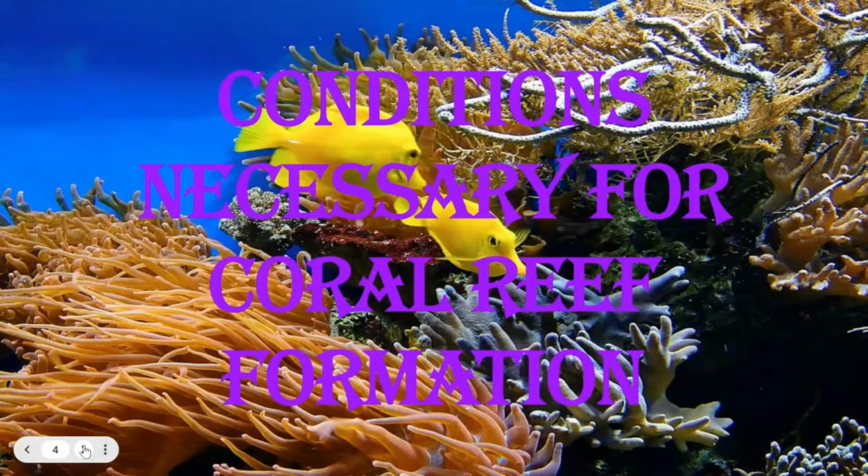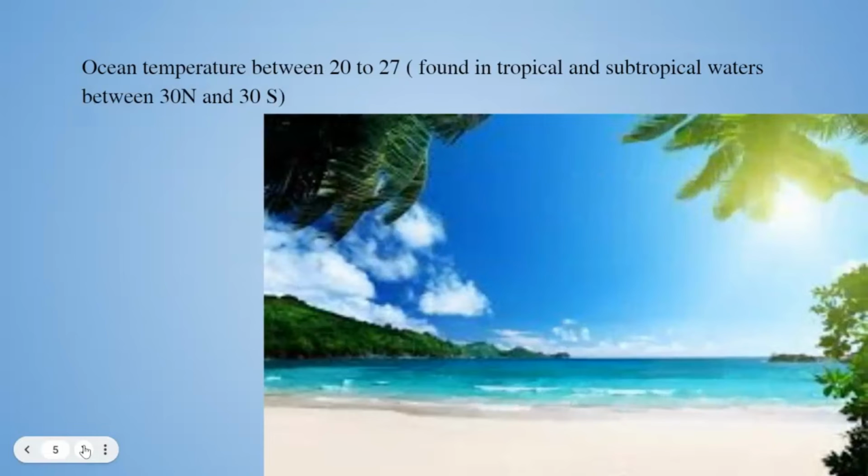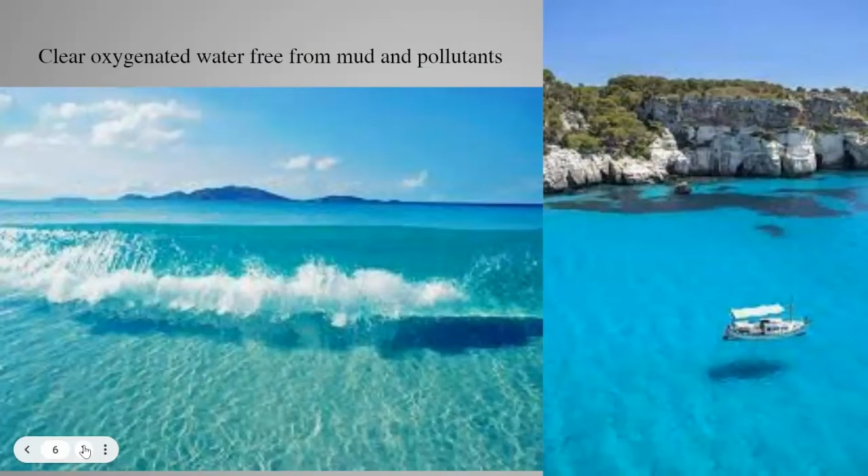Now, corals are beautiful, but in order for that beauty to thrive, there are certain conditions that are necessary. A few of those conditions include, firstly, ocean temperatures between 20 to 27 degrees Celsius, so found in the tropics and the subtropic water between 30 degrees north and south of the equator. So the temperature of the ocean water must be between 20 to 27 degrees Celsius. If it's too cold, it retards the corals, and if it's too warm, it bleaches the corals.